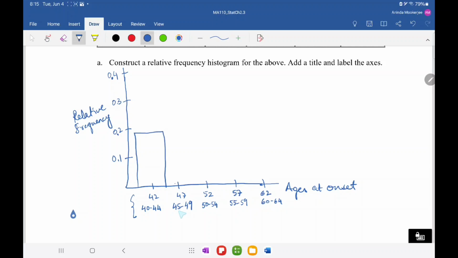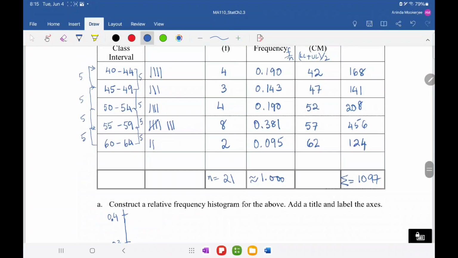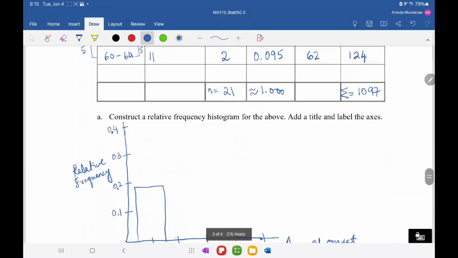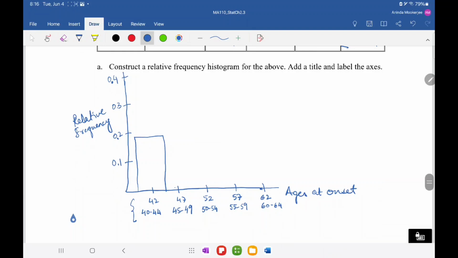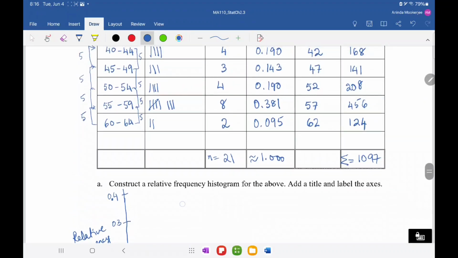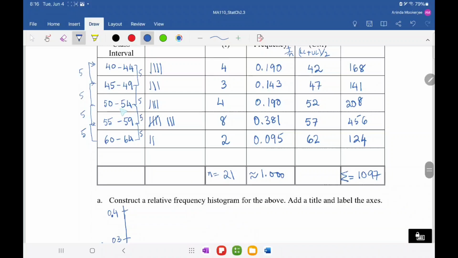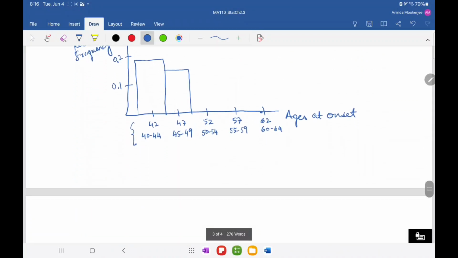All right, for 45 to 49, it was 0.143. So 0.143 is kind of halfway between 0.1 and 0.2, roughly. So let's make it here. All right, then we have for the third interval, 50 to 54, 0.190 again.